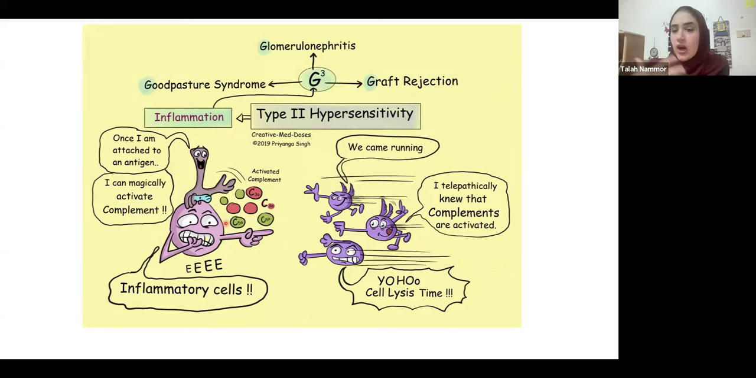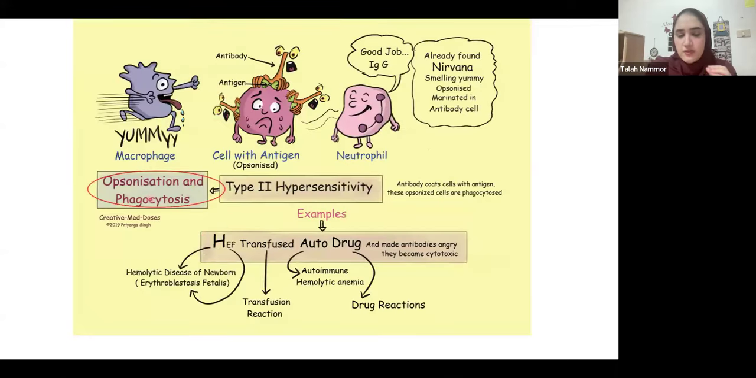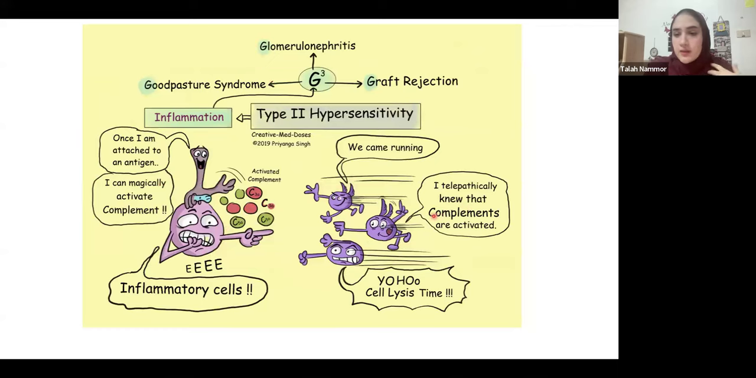So one of the ways our antibodies work, we know how antibodies work. They work either by opsonization and phagocytosis, so they mark a cell and call the macrophages, come eat the cell, phagocytose it and kill it, or they activate the complement cascade and all the complement cells are going to come. So in type 2 hypersensitivity, all of these happen because the idea is the antibody is attacking the body itself. Okay, so glomerulonephritis, Goodpasture syndrome, all of these are examples of type 2 hypersensitivity where our body is attacking itself.